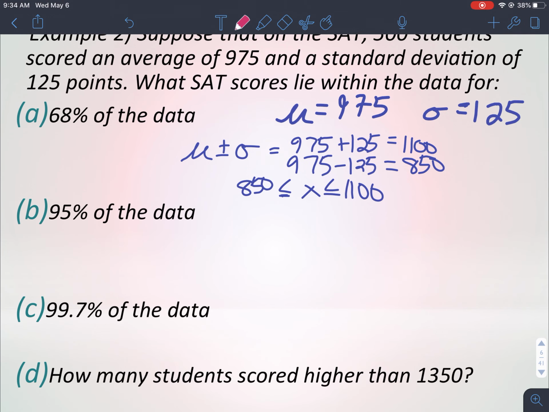I encourage you at this point to pause the video, try part B and part C, and see if you can figure out 95% of the data and 99.7% of the data, the scores, and write them as compound inequalities.